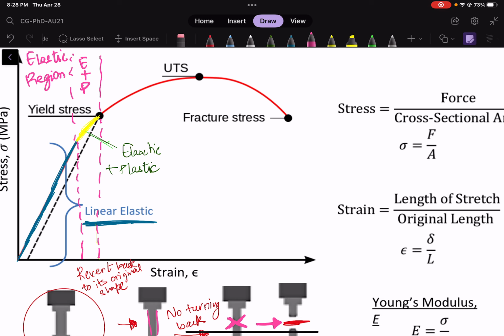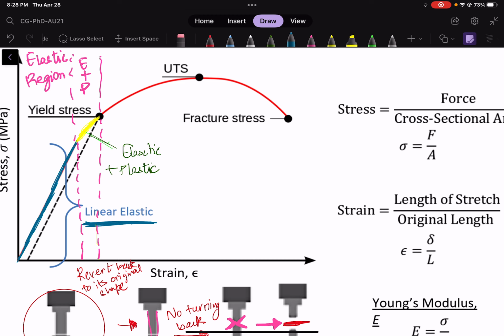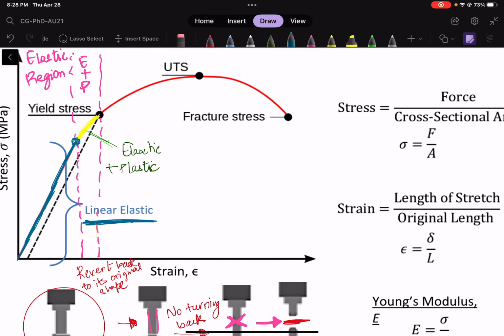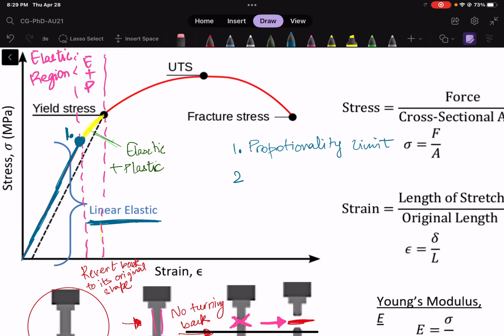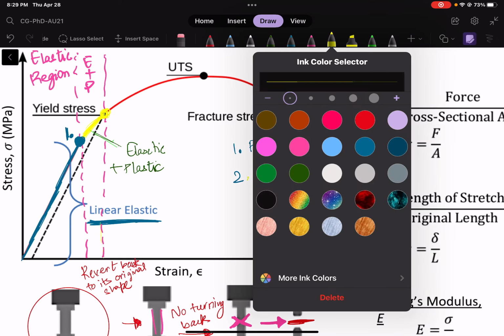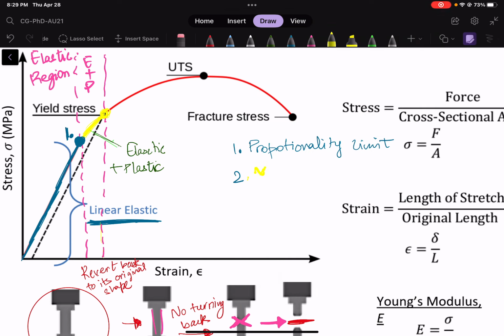And this blue part that I drew, and this is the point that we were talking about, let's call it point 1. This point 1 was your proportionality limit. And point 2 will be over here. Let's draw that with a big yellow circle. So this point 2 is your yield stress.